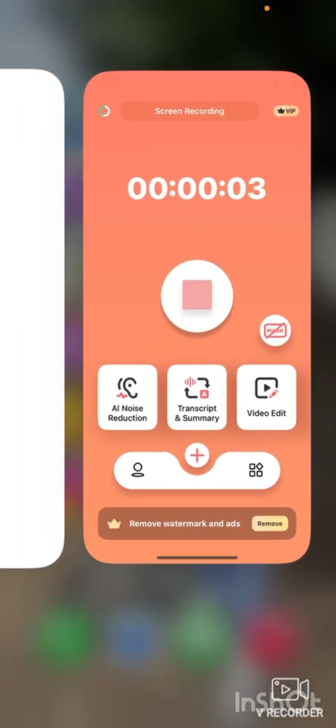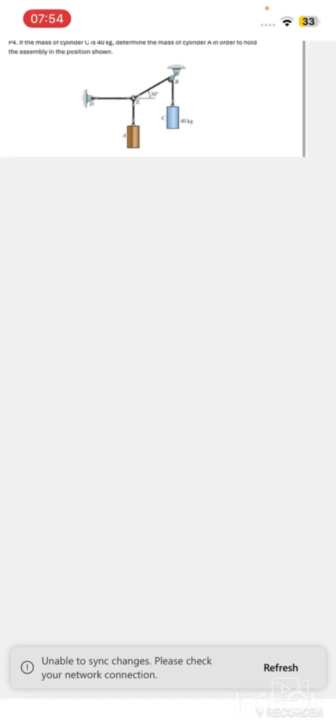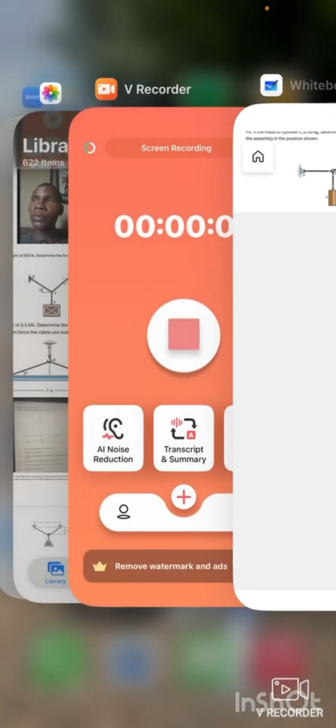Good day. We are continuing with the questions of equilibrium. On this question, they say that if the mass of the cylinder C is 40 kg, determine the mass of the cylinder A in order to hold the assembly in the positions shown. So in this case, what are we going to do? We are looking for the mass. We have the mass of the cylinder C. We are looking for the mass of the cylinder A.